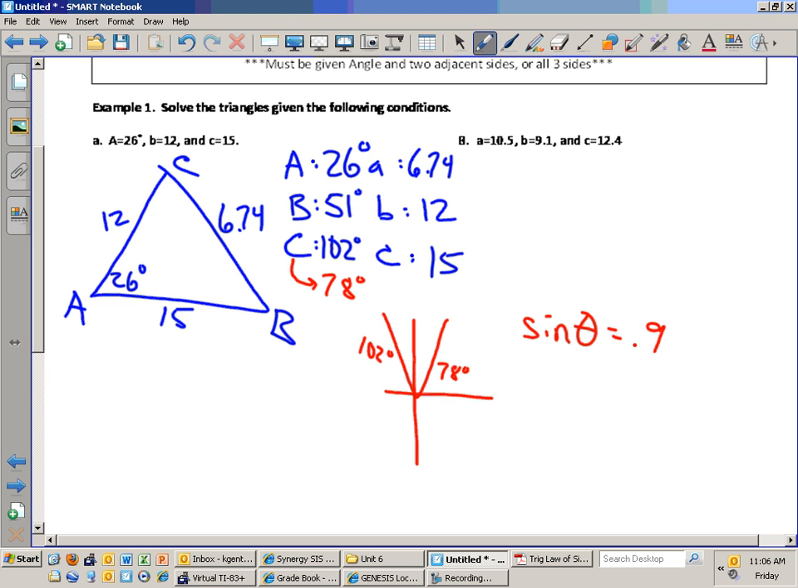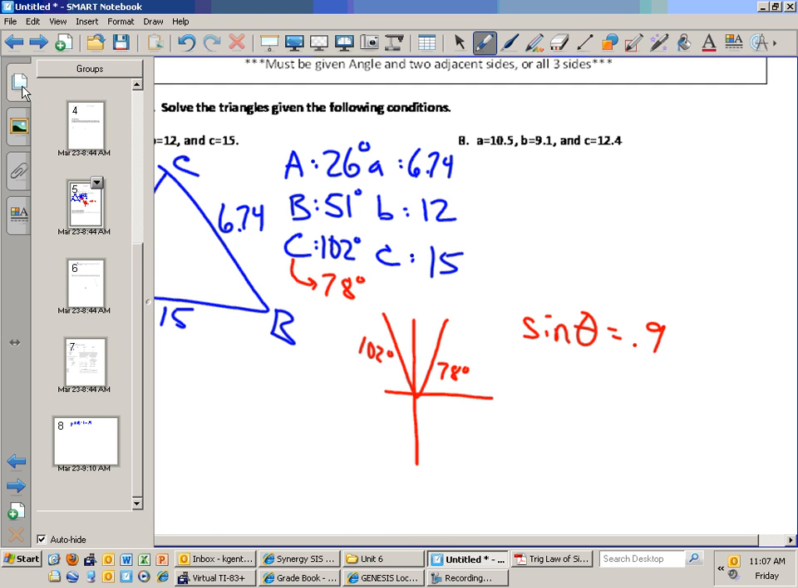So here's what I'm trying to tell you. How did we know that when we solved for B that it was for sure the acute angle? Because there can only be one obtuse angle in a triangle. And if there was an obtuse angle, which one does it have to be? C. Why? Because it's got the longest side.